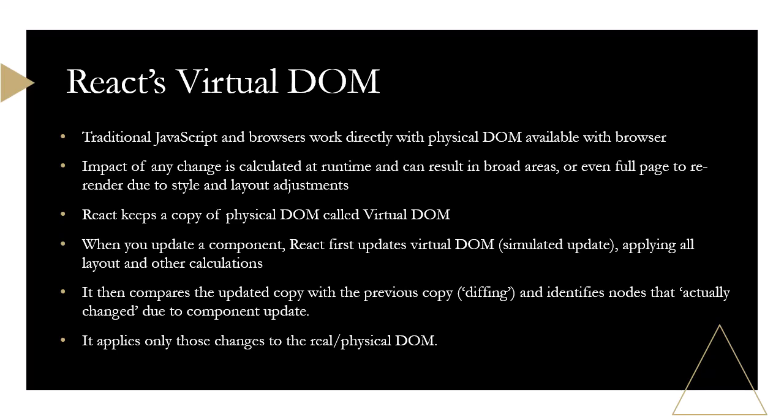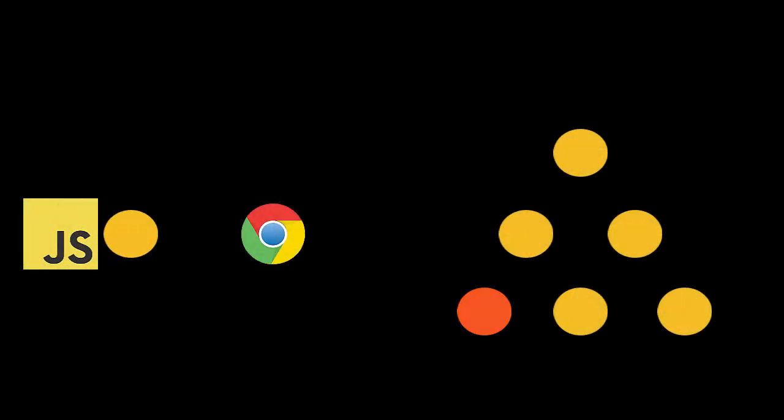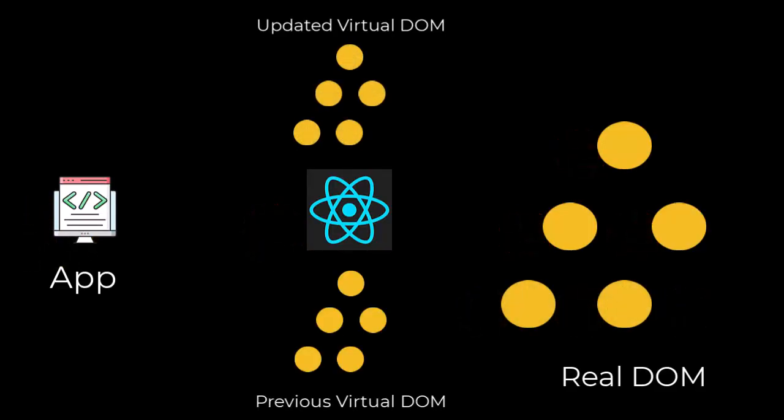In traditional JavaScript, if an element is changed in the physical DOM, browsers calculate the impact on adjacent elements, like style and layout adjustments. Since these calculations are complex, browsers can end up re-rendering entire sections of the page based on perceived impact. In the React world, however, whenever you update a component, React first updates the virtual DOM.